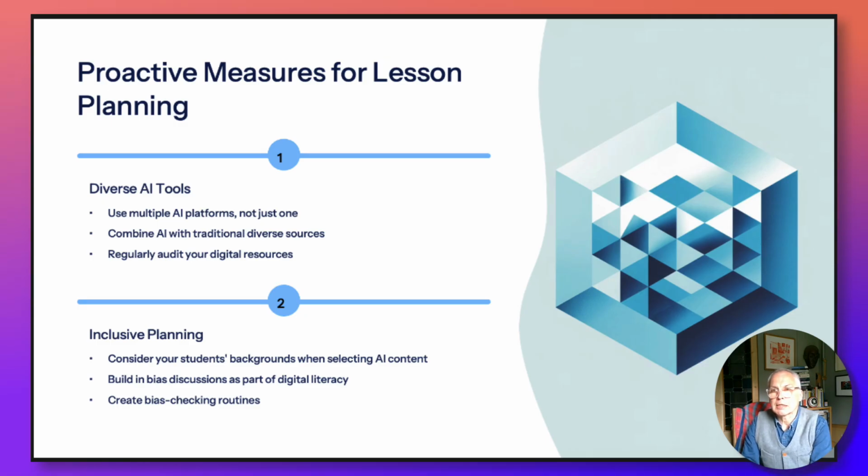When planning lessons, actively consider your students' backgrounds and ensure AI content doesn't inadvertently exclude or stereotype any of them. Make bias checking a routine part of your lesson preparation, just like checking for spelling errors. And importantly, build discussions about AI bias into your digital literacy curriculum. Make it a normal part of how students learn to evaluate information.